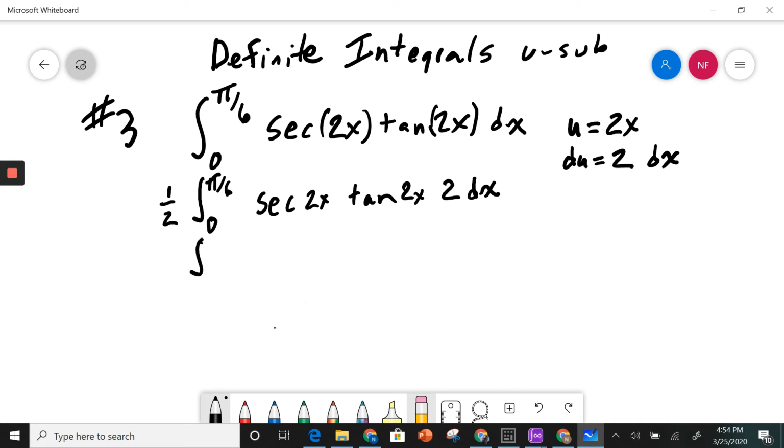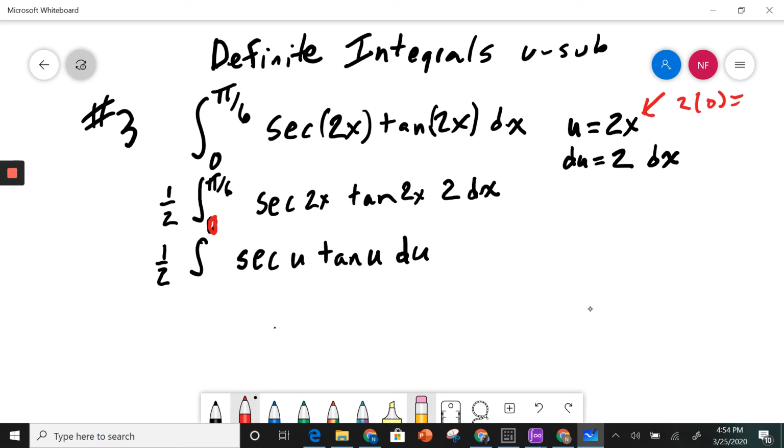And now we can start to do our u substitution. So the 2x is going to become u. So we've got secant u, tangent u. 2 dx is going to become du. We still have the 1/2 out here. That's just a constant. But the big thing is remembering to change these bounds. So the 0 that was here, we've got to plug it in here for x. That's going to give us 2 times 0. Well, that's still 0.